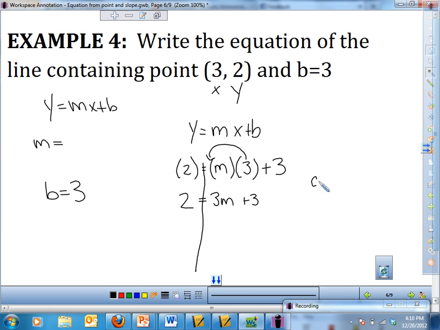Remember that we're going to use reverse GEMDAS when we solve this. And we're going to start at the bottom, meaning we should get rid of our addition and subtraction first. So how do I undo a plus 3? I minus 3 from both sides.